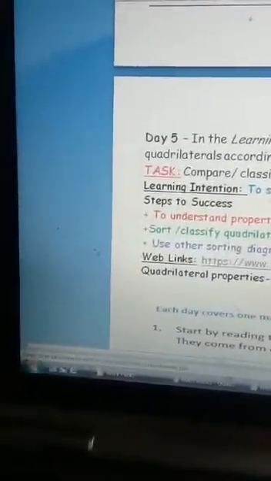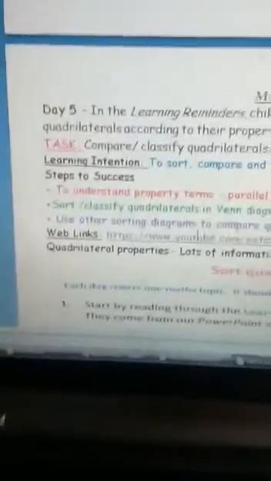We've got a good web link here just to give you a good reminder of quadrilaterals. So we go to it. Where is it? There it is. This is the one.